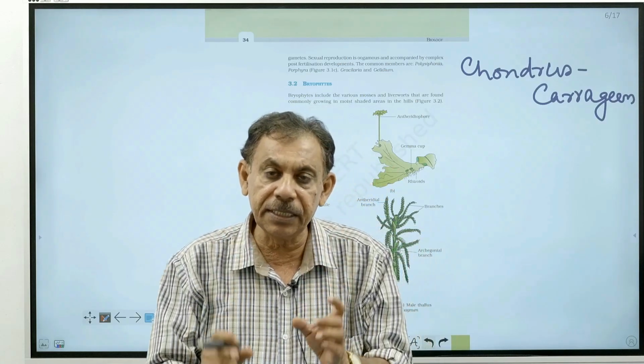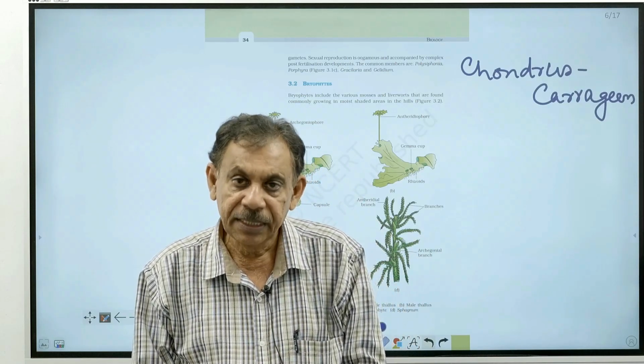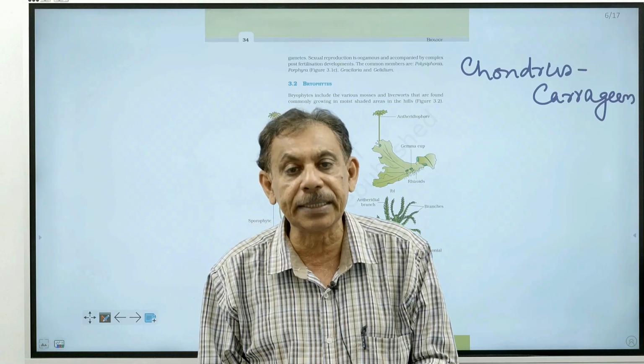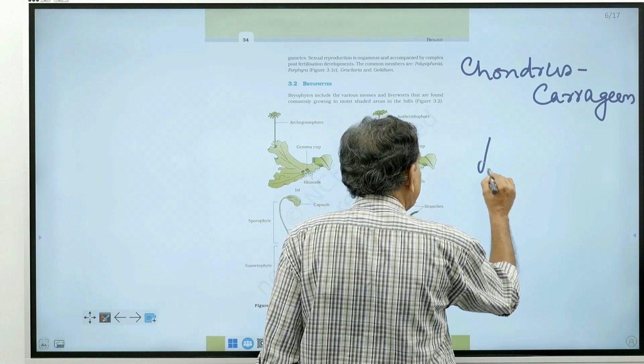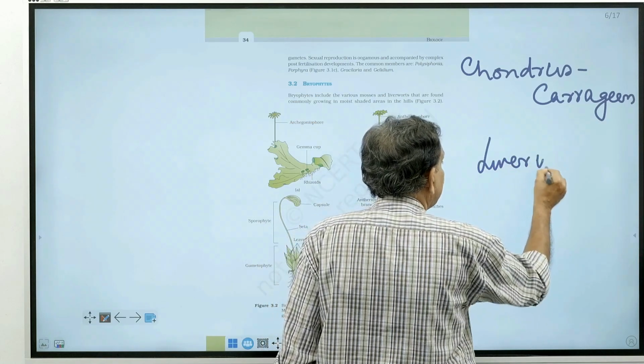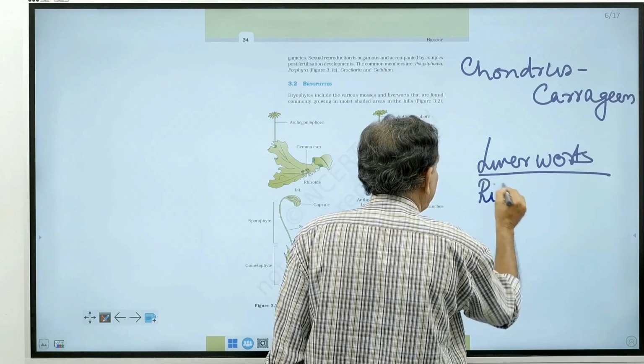Bryophytes are divided into two main groups. One is called liverworts. In liverworts, we study two examples: Riccia and Marchantia.